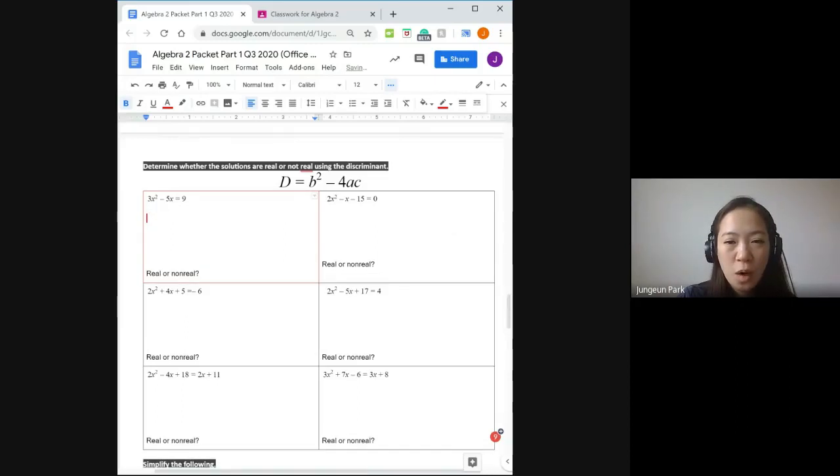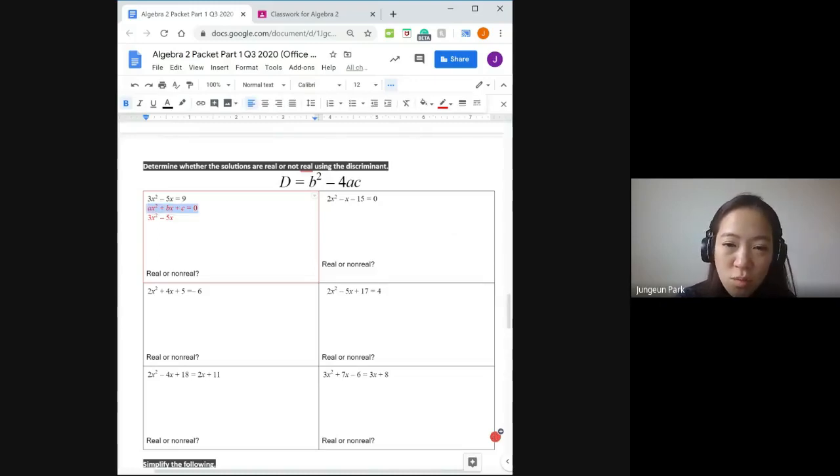We need to change the form into ax squared plus bx plus c equals 0. From the discriminant, you can see that b squared minus 4ac comes from this form. You have to make everything equal to 0.